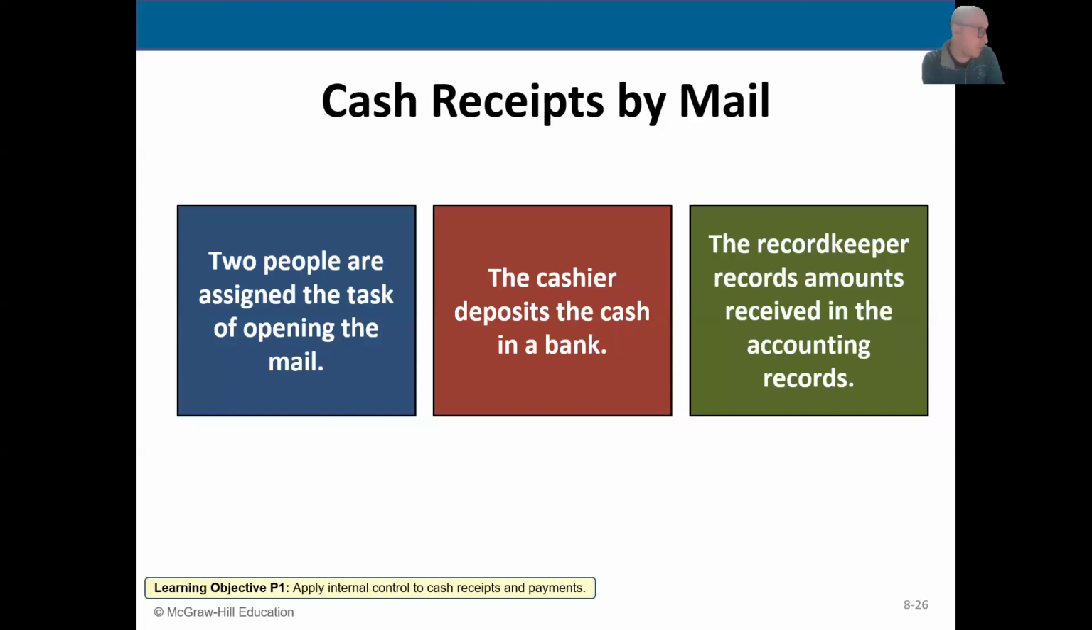Okay. When we receive checks in the mail, typically a business will assign 2 people to open the mail. Why? Because one person's watching the other person. Accountability. The cashier deposits the checks in the bank. Okay? The record keeper records the amounts received in the accounting records. Remember, separation of duties. That's what happens when we receive customer payments through the mail.